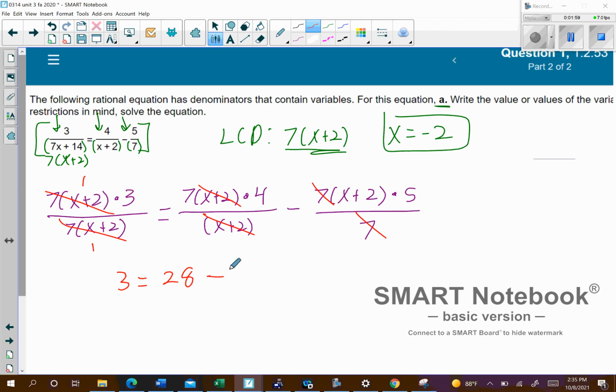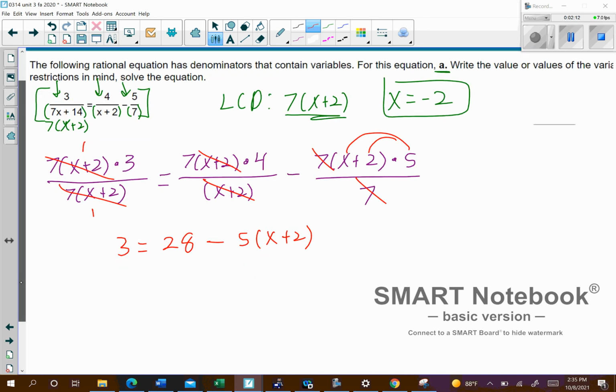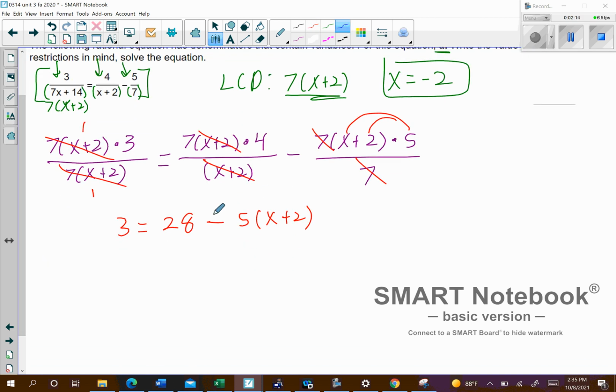And then minus, I need to go ahead and distribute this. Let me go ahead and write it down though first. I'm going to move the 5 to the front, 5 times x plus 2. And the reason I did this is I just want to make sure that when we multiply, the minus is going to go with it. So the minus gets multiplied with it. So 3 equals 28 minus 5x minus 10.